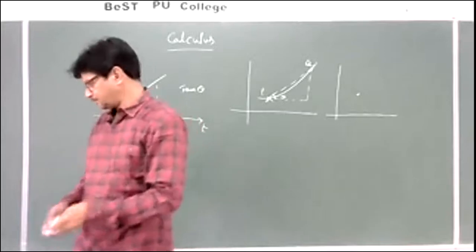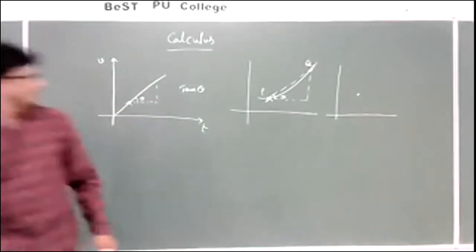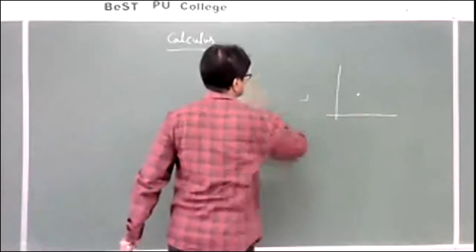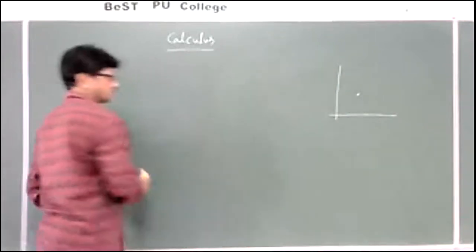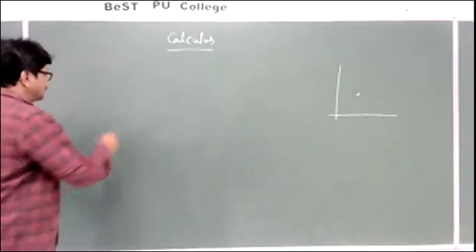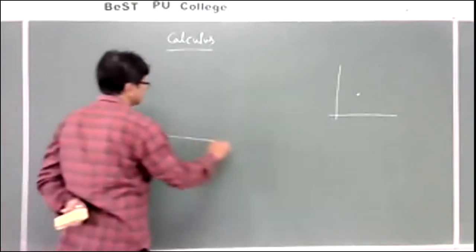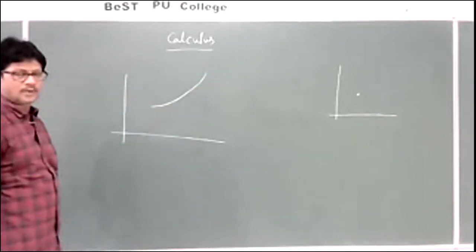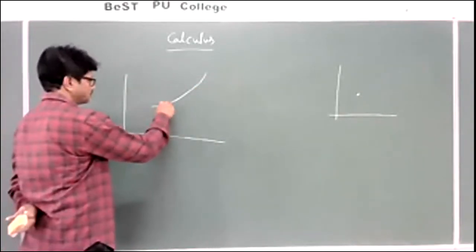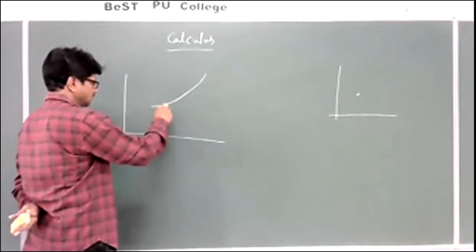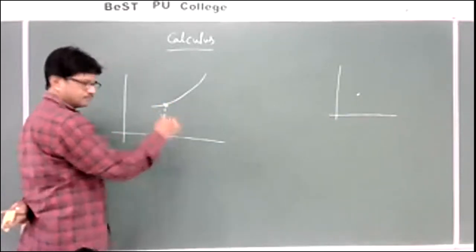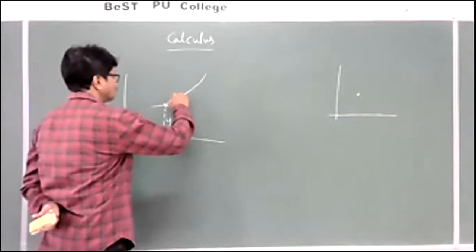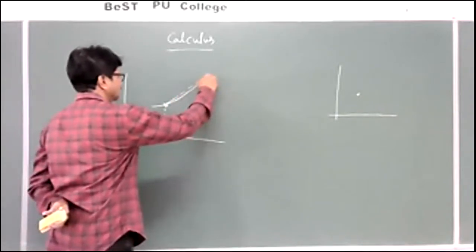For example, this is one curve that I am taking. Now here I would like to find the slope. So this is y. Definitely what I am saying, I need to construct one right angled triangle with the help of one chord.